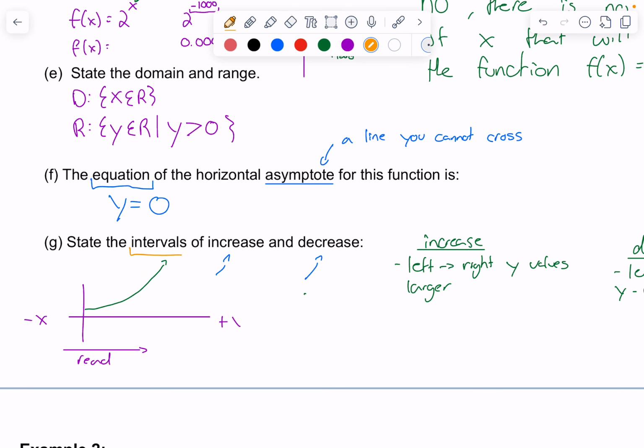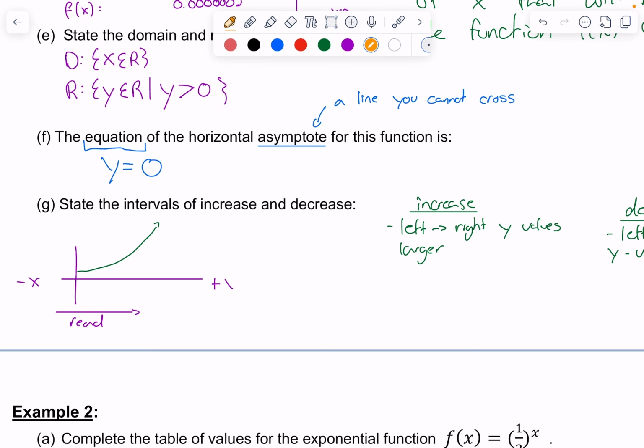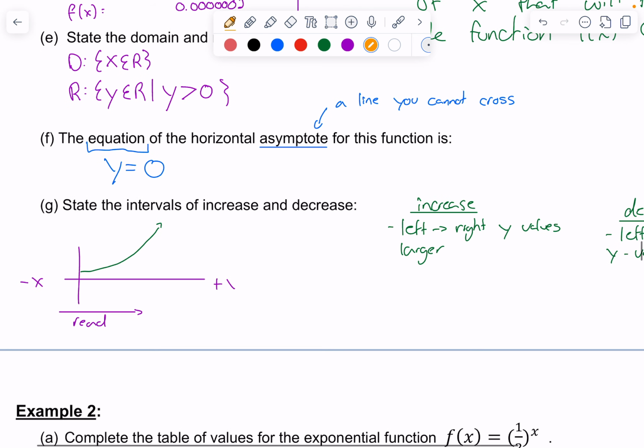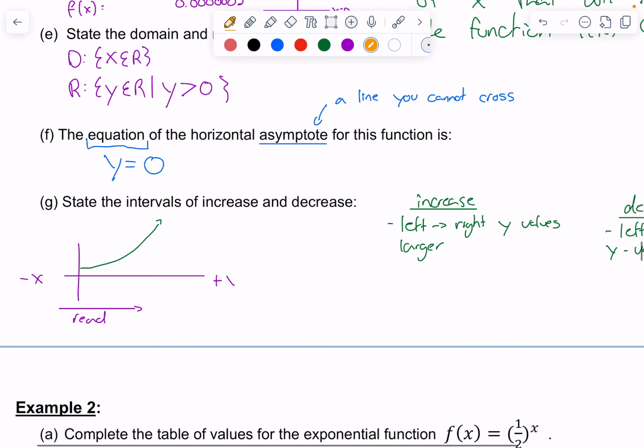So when it says intervals, it's saying, tell me the x values that you're increasing across. Well, in this case, I'm increasing across every single x. So my interval is negative infinity to positive infinity. This means you will be increasing across every single x value. You will never decrease. That's your interval, negative infinity to positive infinity.